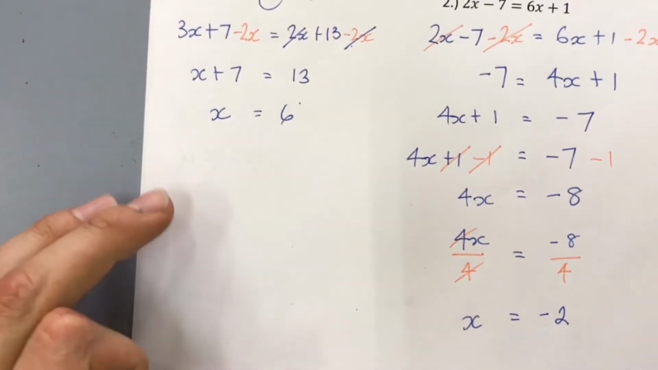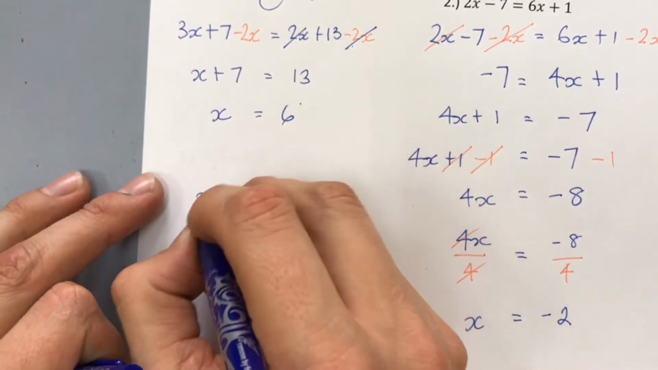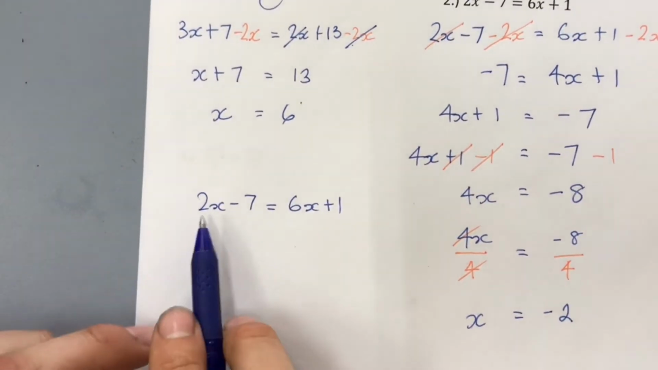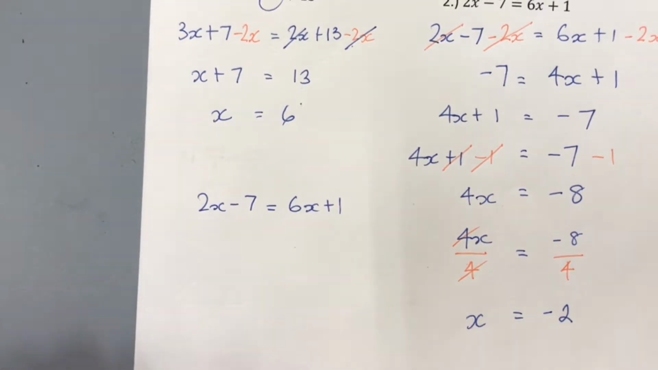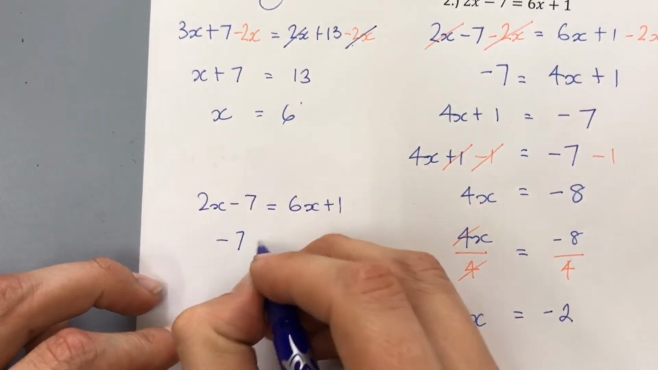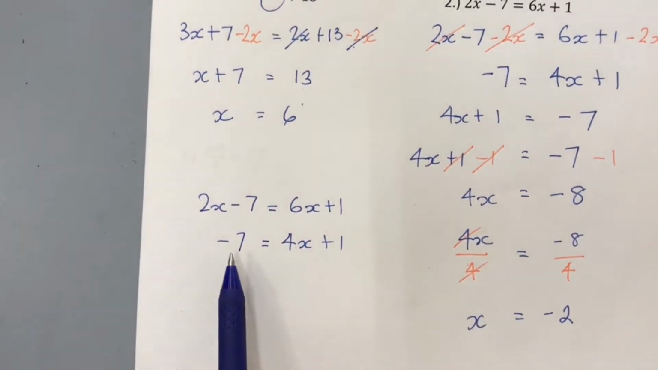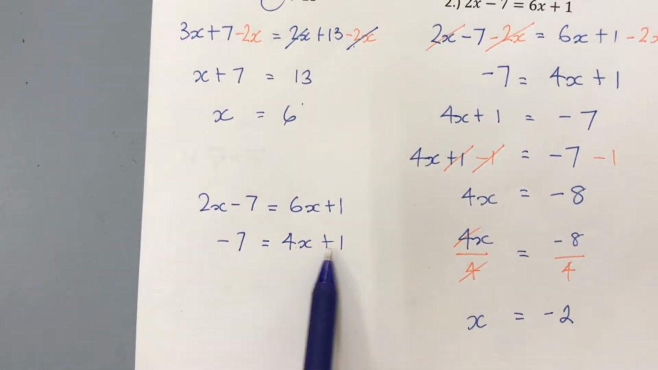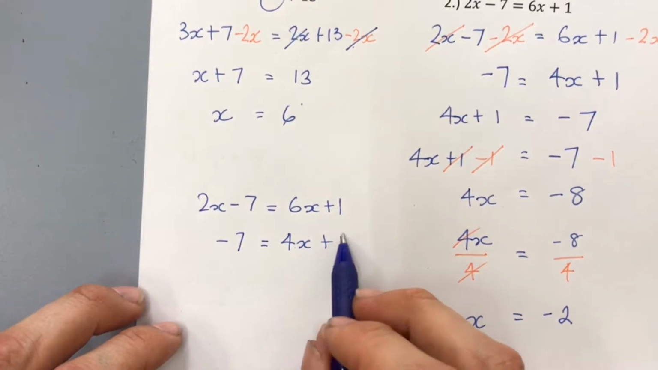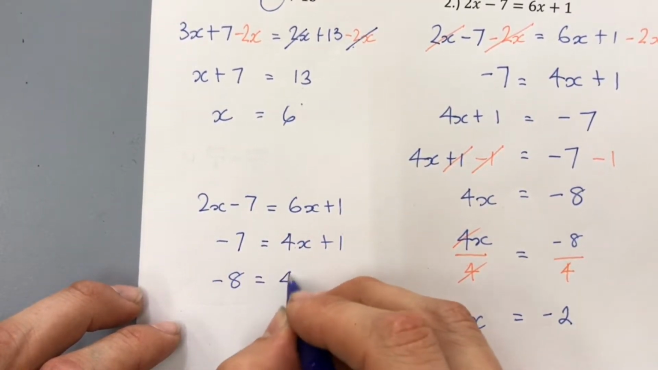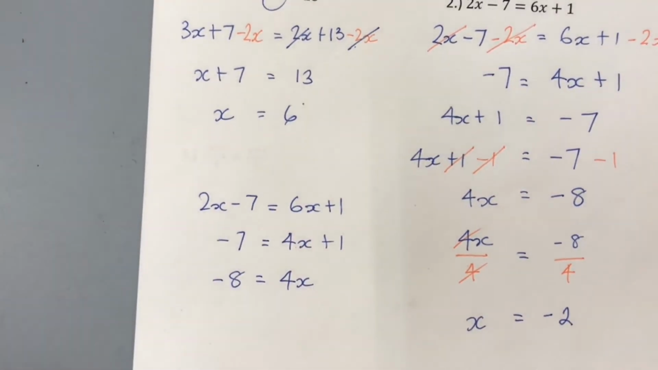So if we were looking at doing that, we started with 2x minus 7 equals 6x plus 1. What we're doing here, we're going to take away 2x from both sides to start with. So we're going to get minus 7 is equal to 4x plus 1. Then we're taking away 1 from both sides to cancel out this plus 1. So we're going to get minus 8 is equal to 4x.